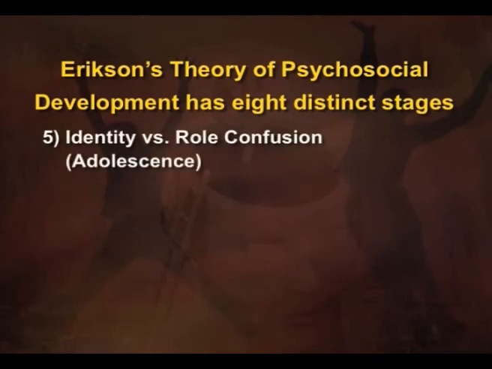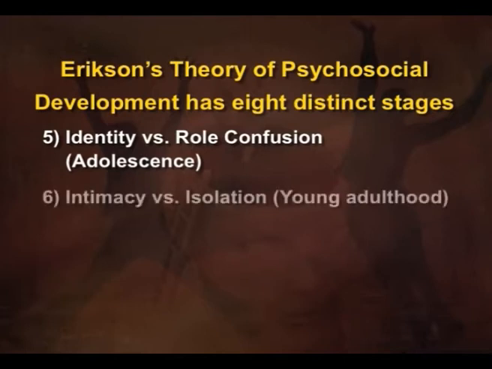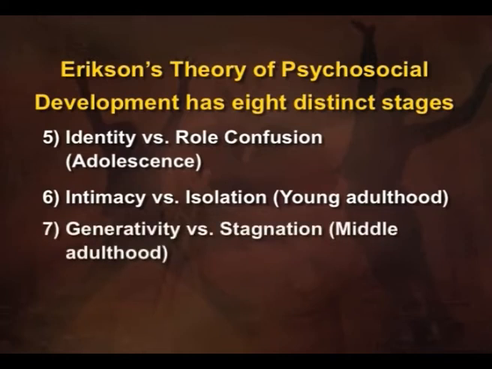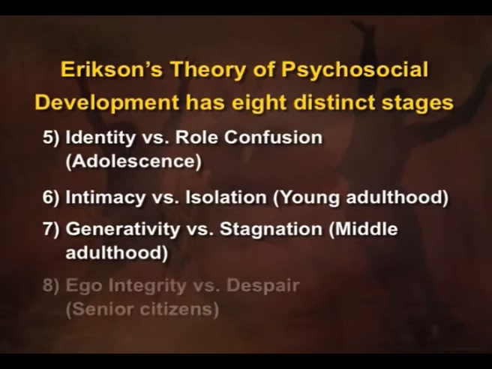Identity versus role confusion occurs in adolescence. Intimacy versus isolation occurs during young adulthood. Generativity versus stagnation occurs during middle adulthood. And ego integrity versus despair occurs in senior citizens.